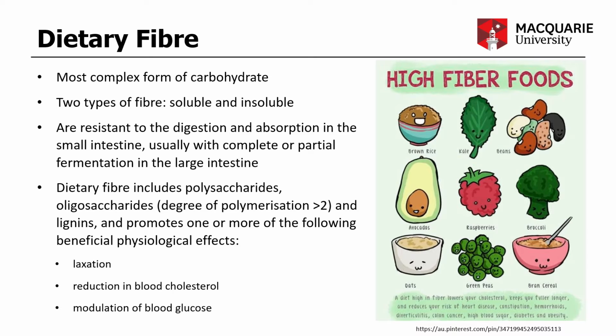And it's not actually our bodies that's doing that, it's our microbiome. So the microorganisms that we have in our guts help us break down these fibers. Now dietary fibers include polysaccharides, so those many sugars, as I said, oligosaccharides, which is a few sugars, so they've got more than two polymerizations in them. Lignans is the third one, and all of these complex sugars promote laxation, which means that it promotes you going to the toilet to do poo.